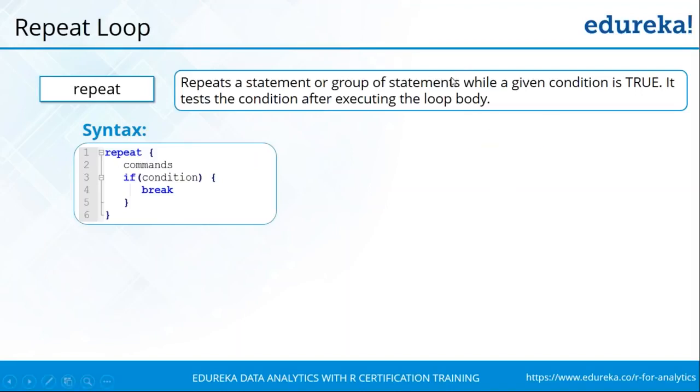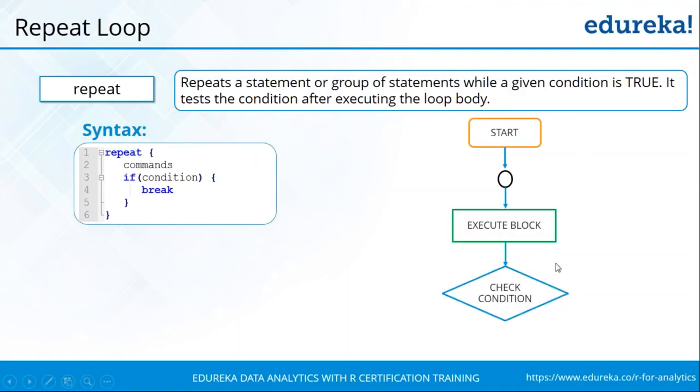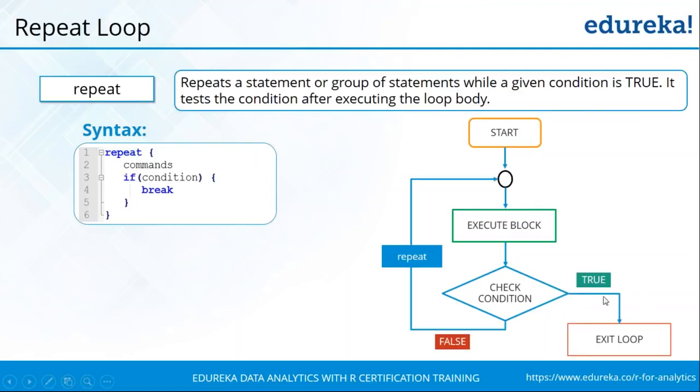Now, talking about the flow of a repeat loop statement, you always start with the execution, then you go on to execute the code block, and then you check the condition. If the condition is found to be true, then you exit from that loop, and if it is false, you go on to execute the loop n number of times until the condition is found to be true.